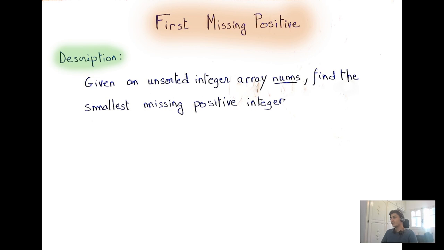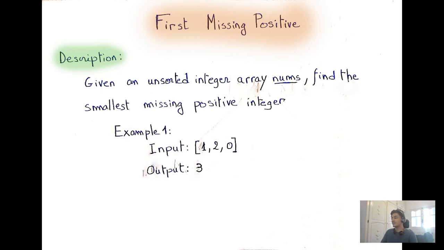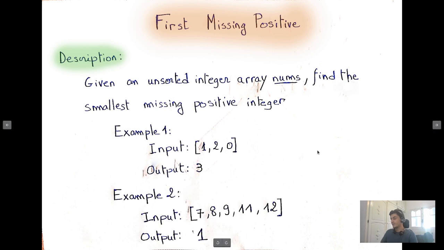Okay, so given an unsorted integer array nums, find the smallest missing positive integer. So let's take some examples. The first example, we have this array of 1, 2, and 0, and the first missing positive integer is 3. Move on to a second example. In this case, the first missing positive integer is 1.